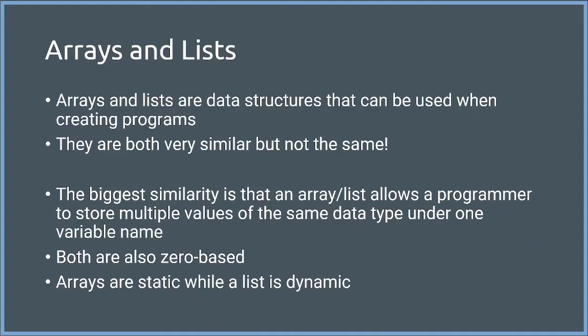Both arrays and lists are 0 based, so they start at index 0 and we move forward from there, and there'll be more information about that as we go through. Finally, arrays are static while a list is dynamic.